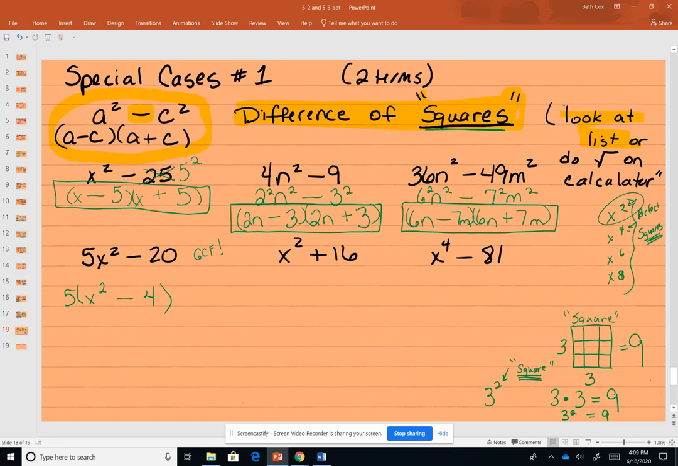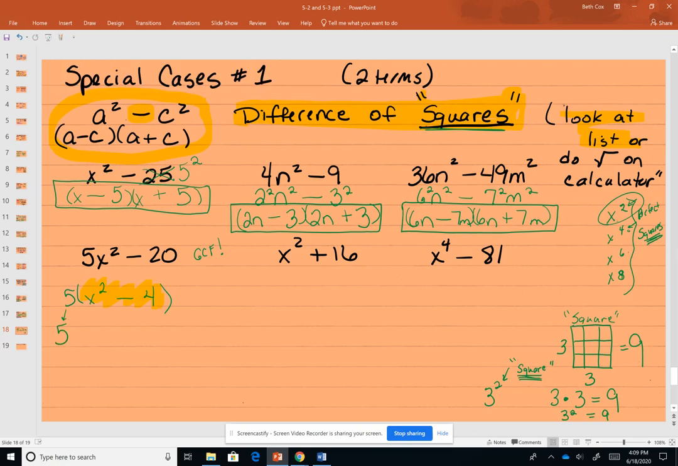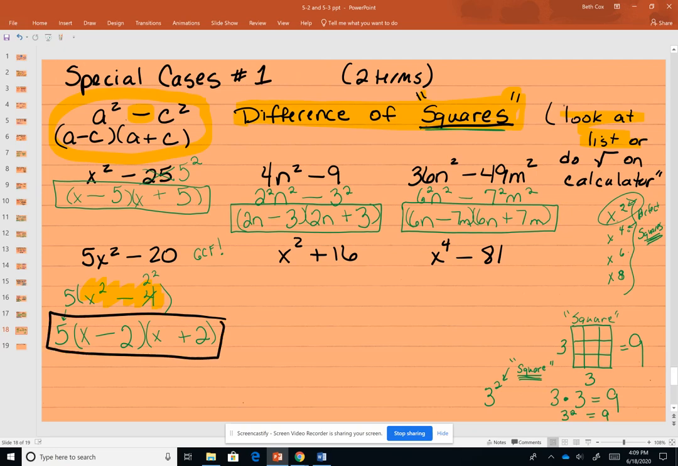Am I done? No, no, no, no, no. Now look. This is special. We've got squares. We've got x, and that's a 2 to the second, isn't it? So x minus 2 and x plus 2. This is weird. I can't do this. Yes, you can.